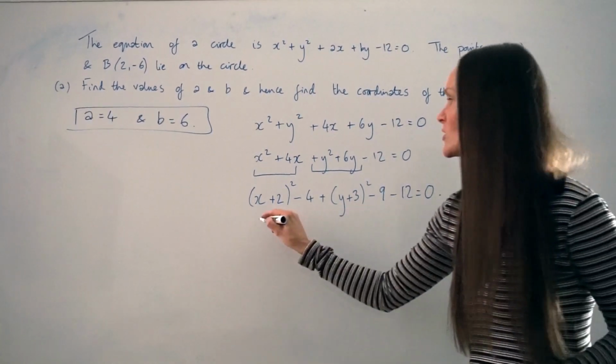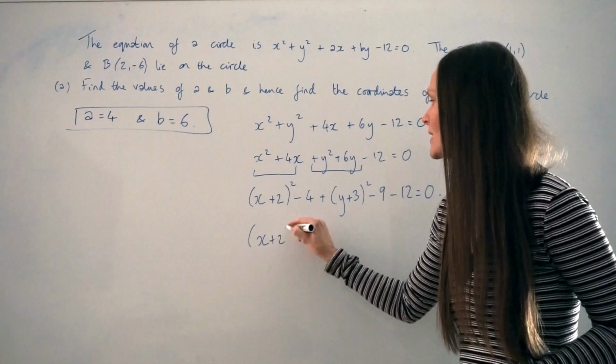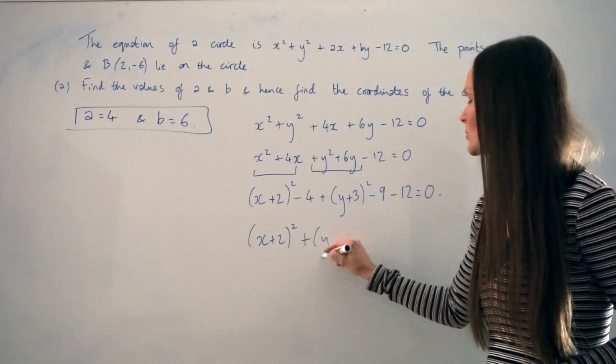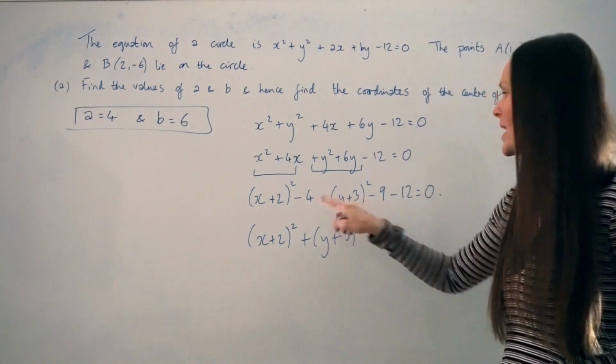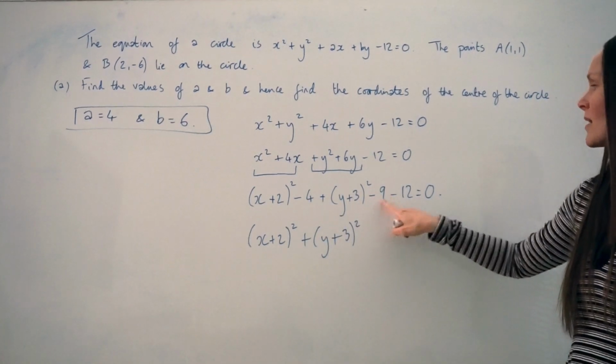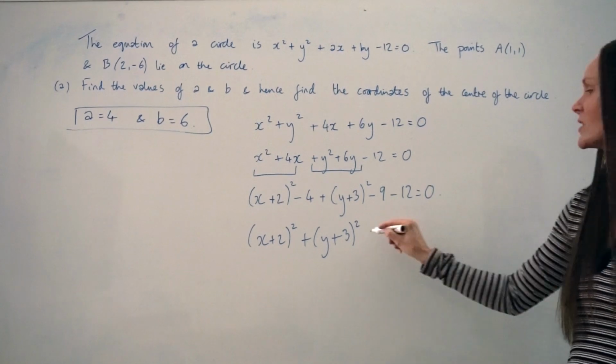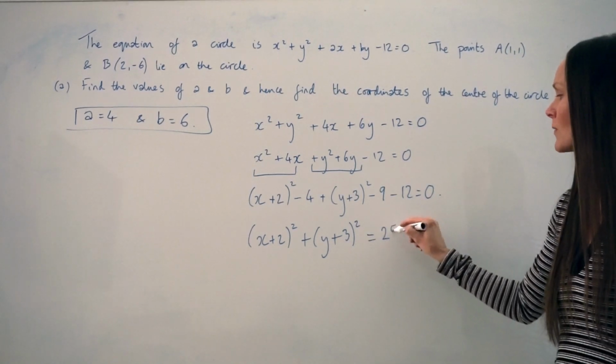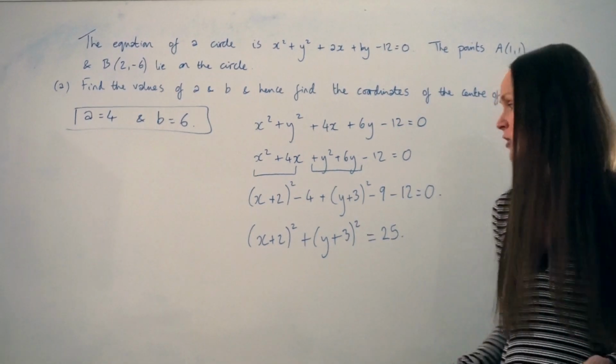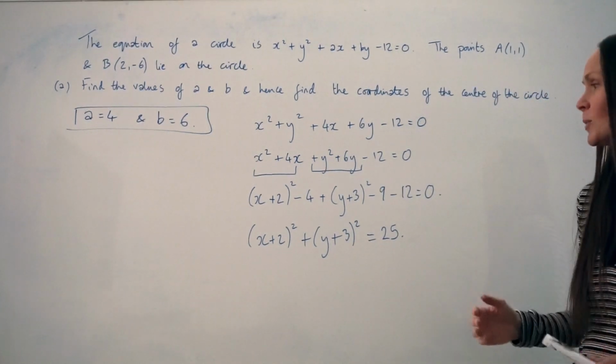So if you want to just simplify at the end, put the square brackets next to each other. And then negative 4, take away 9, take away 12 is negative 25. But if you move it over to the right hand side, it changes to a positive 25. Okay, so this is the equation of the circle rewritten in completed square form.